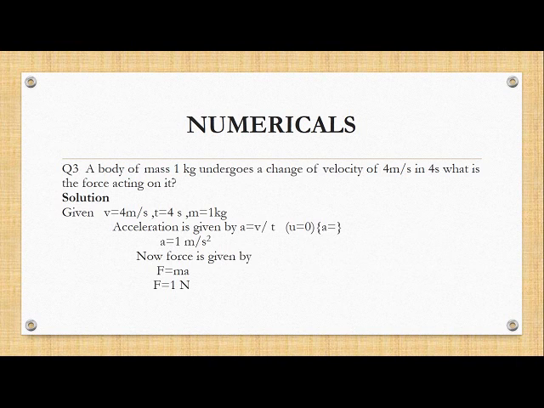Here, children, the change of velocity is 4 meter per second, which means the final velocity is 4 meter per second. That means initially the body was at rest, so its initial velocity is 0. So we get acceleration as 1 meter per second square, and when we multiply, F is equal to ma, we get the force as 1 Newton. I hope you are able to understand. First, it was simple, F is equal to ma. In some numericals you will have to find the acceleration and then find the force. Let us see the next numerical.